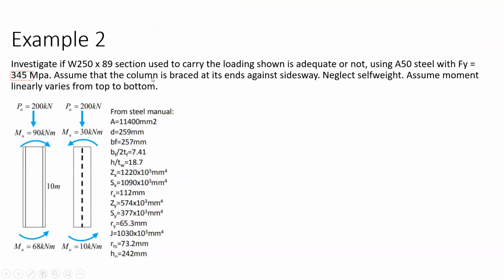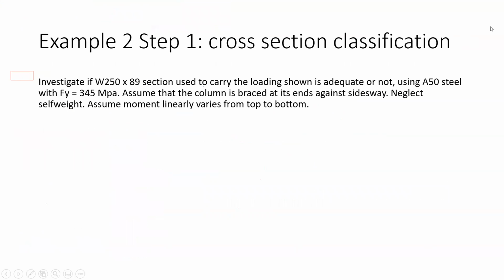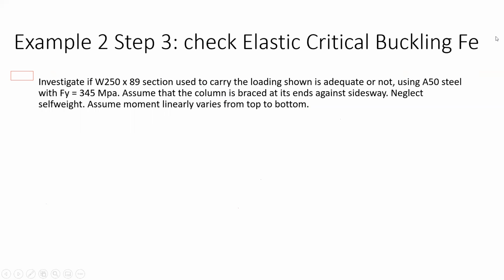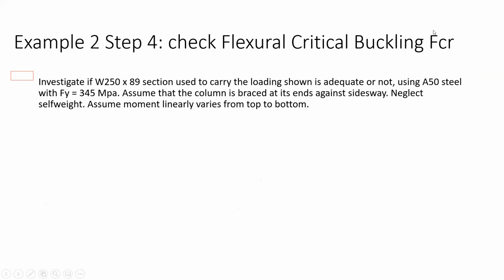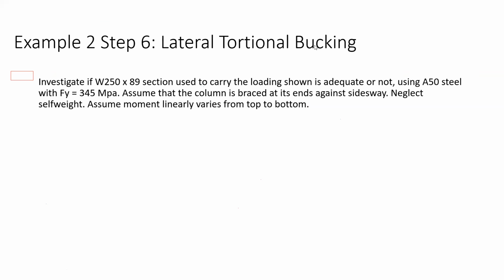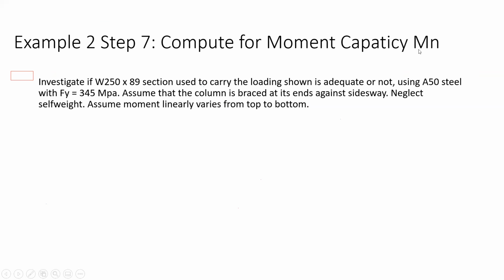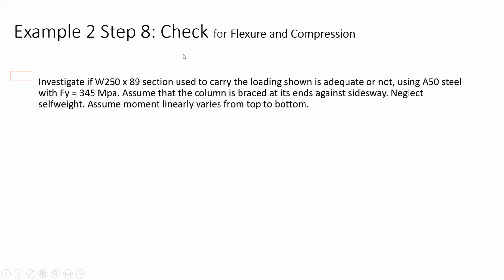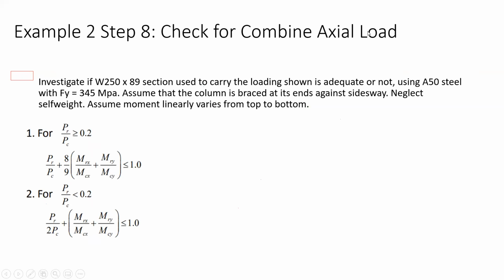Let's go now to our next example. So, that's all we did. Step 1, the cross-section classification. Step 2, check the slenderness ratio. Step 3, elastic critical buckling, the FE. Step 4, we get FCR. Step 5, we compute the nominal strength, the N moment, so force and moment. Step 6, we have the lateral torsional buckling, LR. Step 7, we look for CV. Step 8, we look for the moment capacity. Step 9, we look for the flexure and compression. And lastly, we put all of that in to check for the actual load.